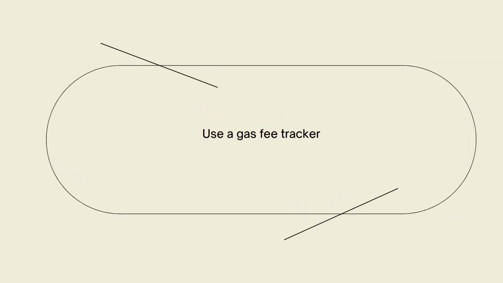Use a gas fee tracker. Gas fee trackers like GasNow or Ethgas Station provide real-time information on gas prices and network congestion. Before making a transaction on Uniswap, check these trackers to get an idea of the current gas fees. You can choose to perform your transaction when the gas fees are relatively lower.